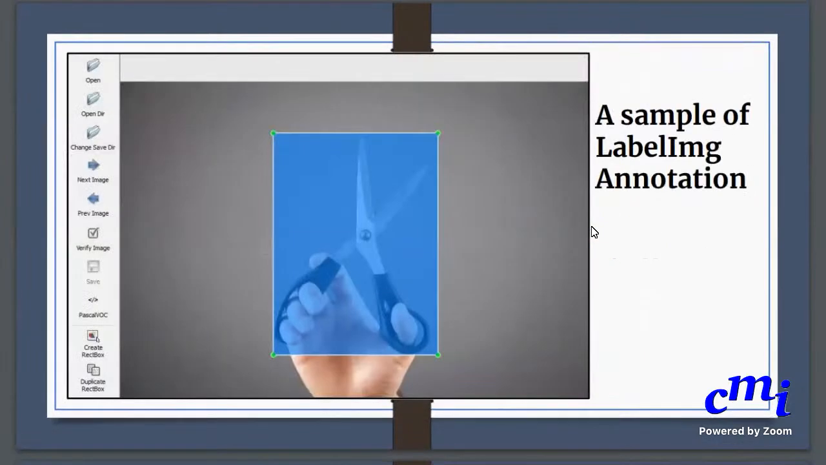Moving on, this is a sample of how the LabelMe annotations look. Here you can see there is Pascal VOC, and if you click on it, there is a YOLO format which is also available. And this is how LabelImg looks.